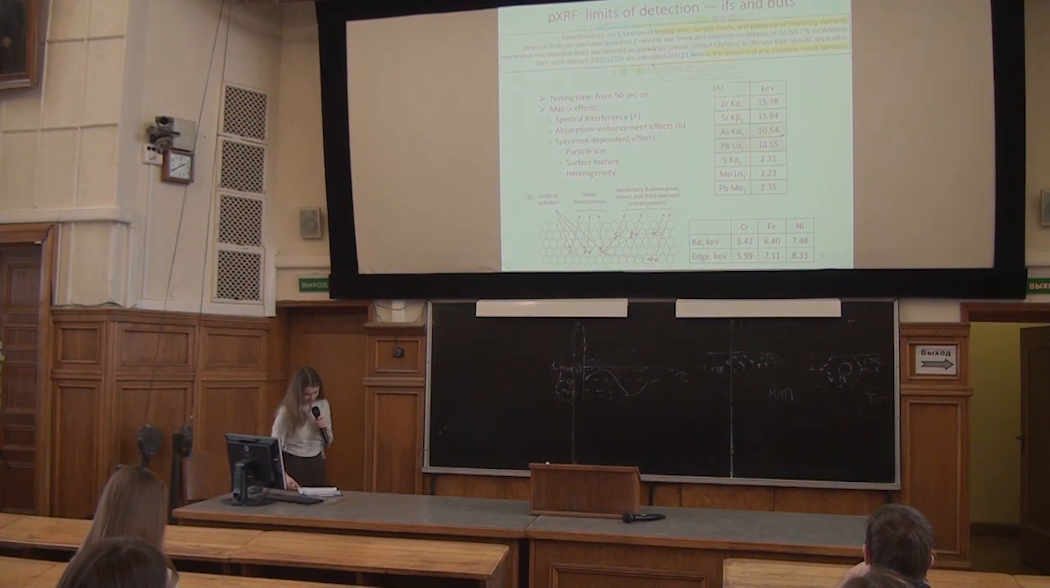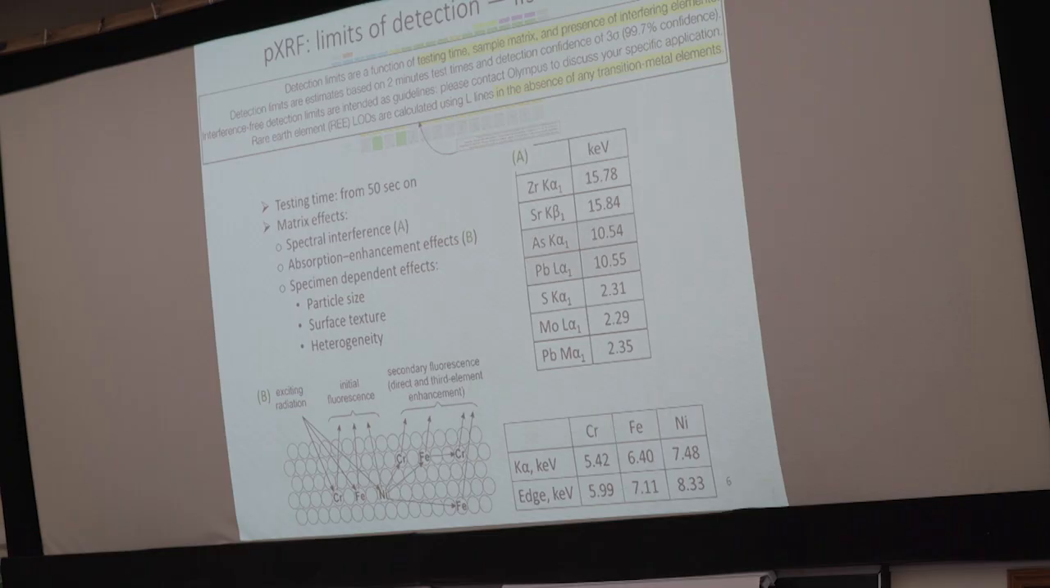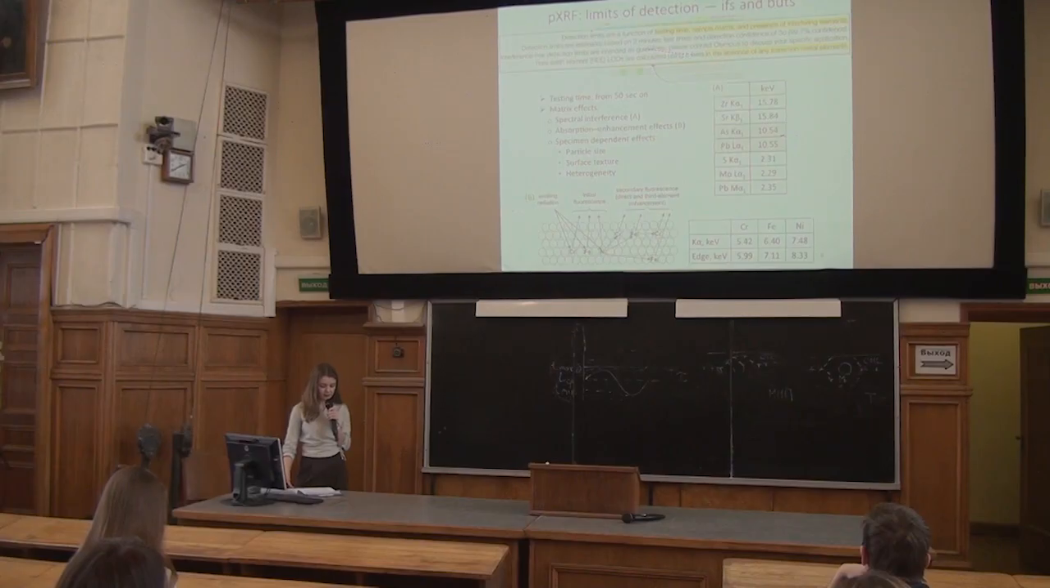Quote unquote, detection limits are a function of testing time, sample matrix, and presence of interfering elements. So the longer the testing time, the better the reliability of a measurement. Optimal time is from 50 seconds on. There are several matrix effects. One of them is the spectral interference. As you can see in the table, some spectral lines have quite close energy values, which means detectors with a lower resolution will not distinguish between them.